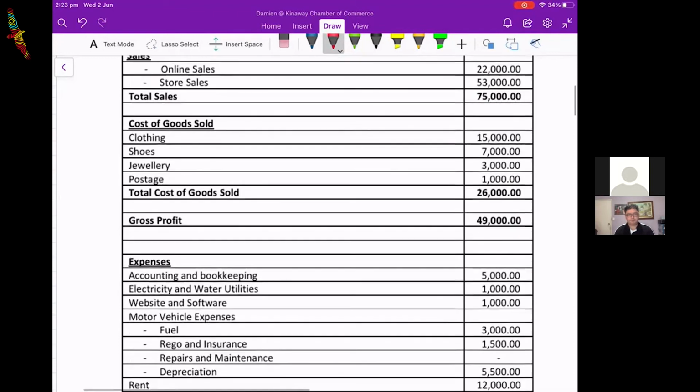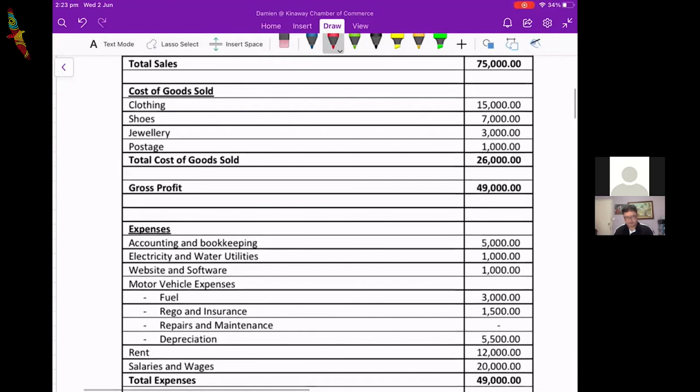Next, we have cost of goods sold. So our cost of goods sold, as we discussed before, what are the costs of what we're actually selling, or what goes into the items that we're selling? And so we know that it's a retail business by the looks of this. She sells clothing, she sells jewelry, shoes, and we've also got some postage here. We've got those online sales. She obviously has to pay for postage to get the sales to the purchaser, the buyer.